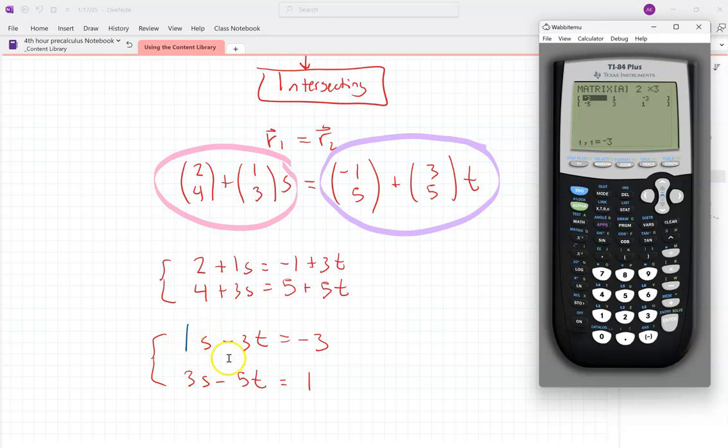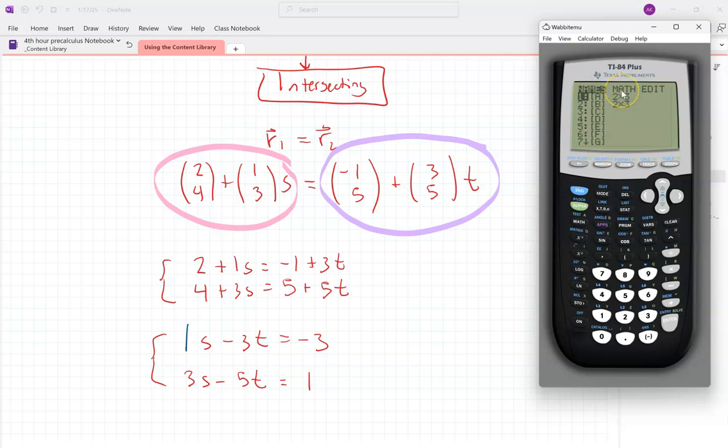So I'm going to type in 1, -3, and then -3. And on the bottom, I'm going to type 3, -5, and 1. Is everybody okay with that? Okay. I'm going to now exit out of this menu by pressing second and the mode button. That'll take me back to the main screen. I'm going to go back into my matrix menu now, so second and the X to the -1 button.